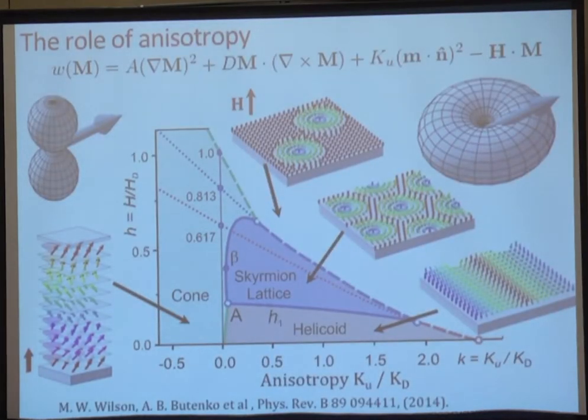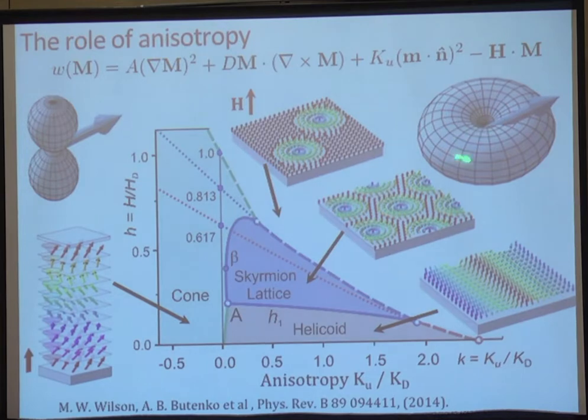So here's a phase diagram that you've already seen, so I'd like to just review this quickly. Alex Bogdanoff, in his seminal work from 1989, realized that exchange and Dzyaloshinskii-Moriya interaction are not enough to stabilize skyrmions, similar to cubic materials. You need some other contribution. One other possible contribution for stabilizing them is uniaxial anisotropy. So here's a phase diagram in the field and anisotropy phase space.